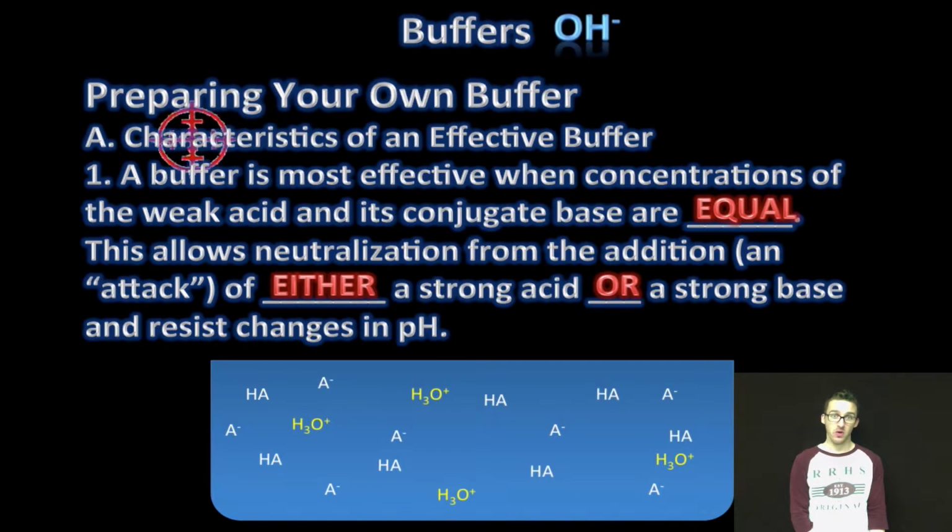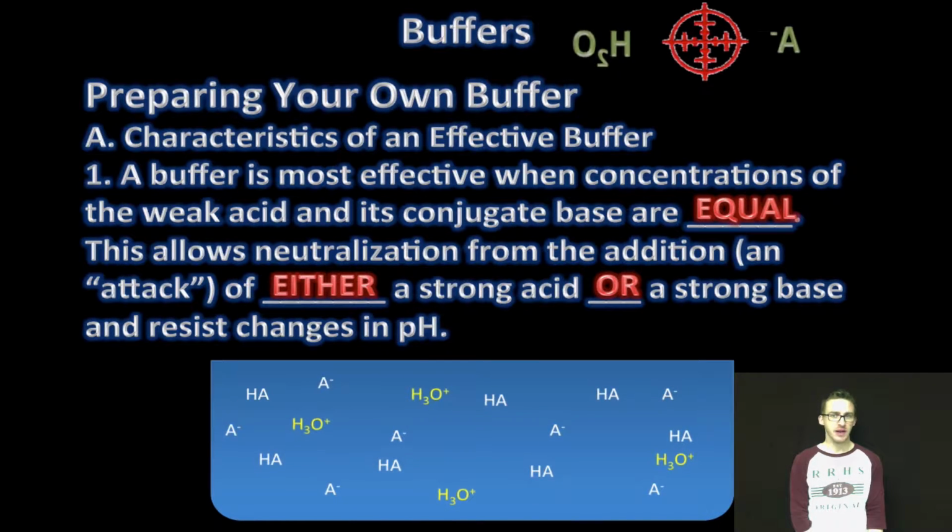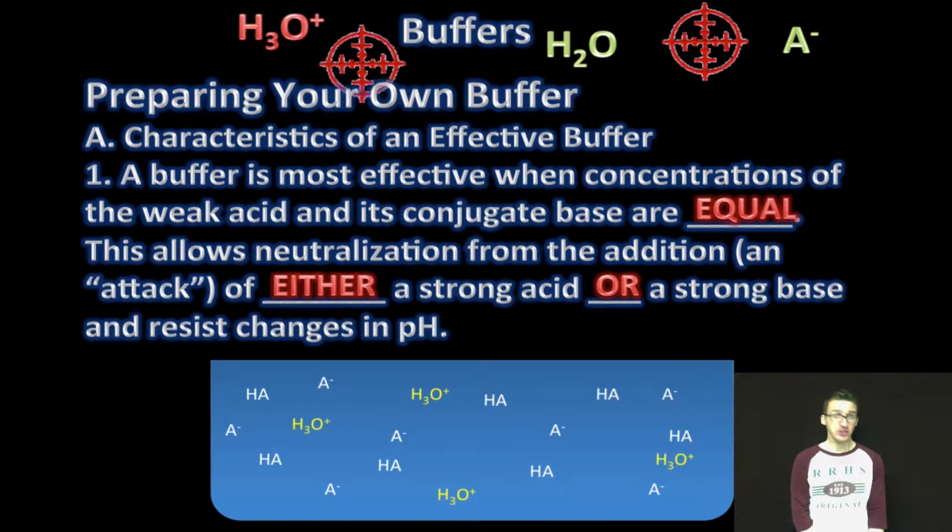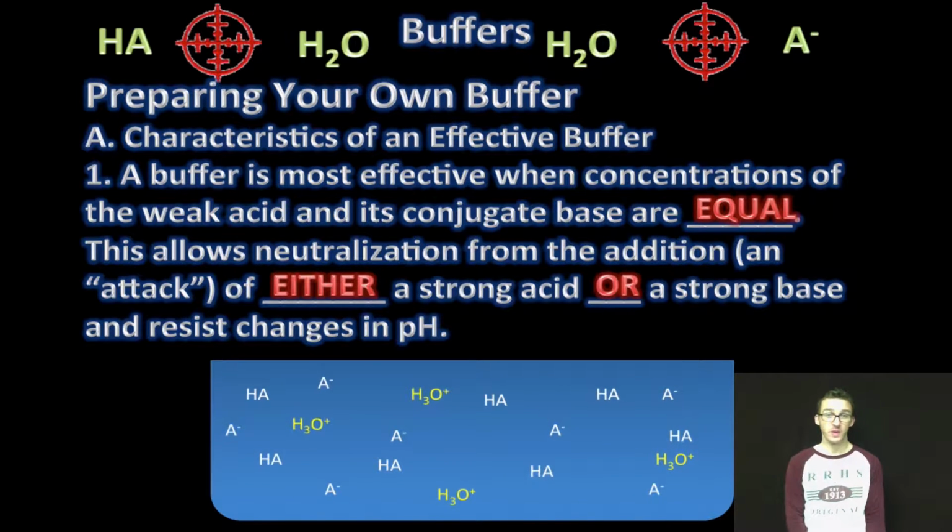Okay, so recognize that when you're trying to make your own buffer, there are some important things to keep in mind. A good or effective buffer is one that can neutralize equal amounts of strong acid and strong base. And so in order for that buffer system to be able to do that, it has to have equal concentrations of the weak acid and conjugate base in solution. This allows it to neutralize the addition of either strong acid or strong base and resist those changes in pH.